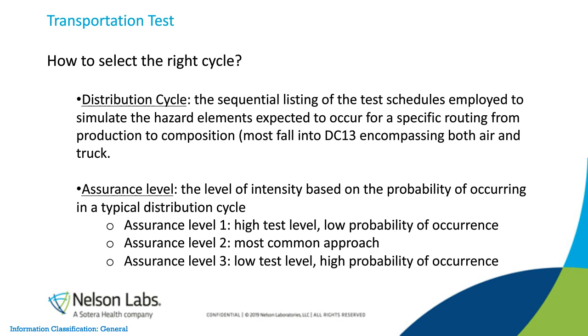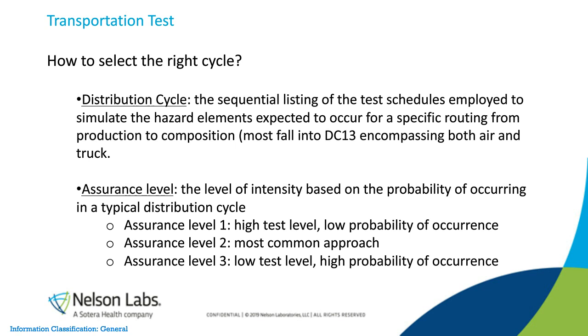If you're running an ASTM cycle, you also need to pick an assurance level. There are 3 levels, level 1, level 2, and level 3. They really translate to a low, a medium, and a high intensity. Now, this choice is based on risk. If your product is easily damaged or very expensive, you may choose to test to a higher intensity. That would give you a greater confidence that the product inside will not get damaged.